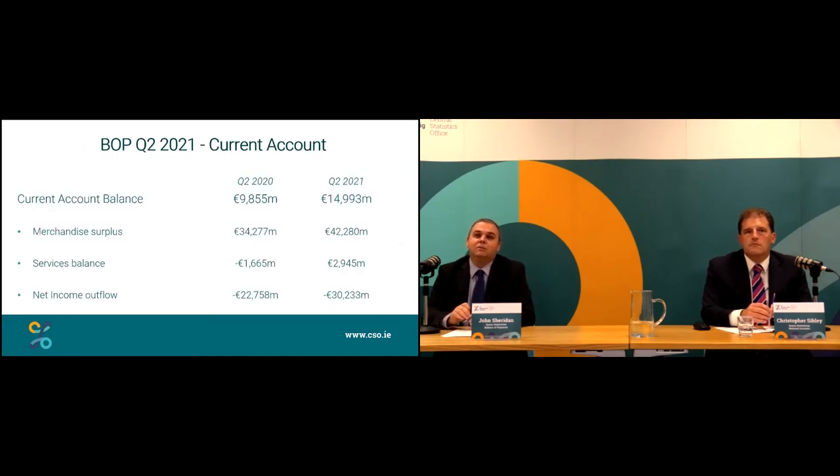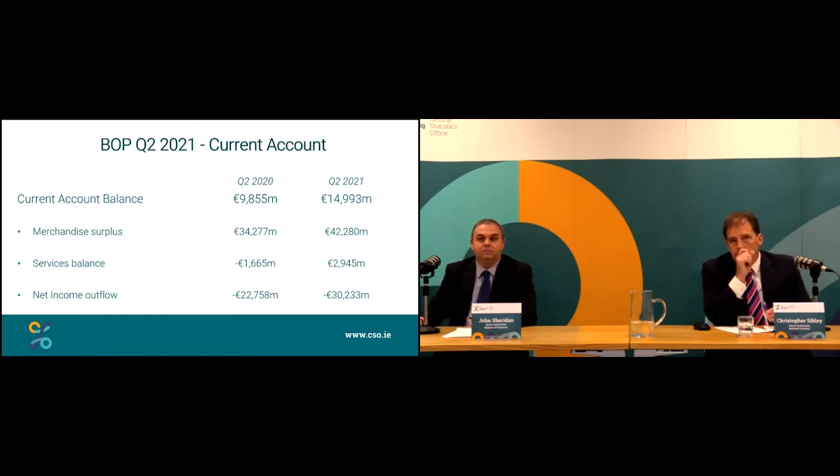So to split this out a bit more, we can see that our merchandise surplus is 42.3 billion, which is up 8 billion on the same quarter last year. Our services balance is 2.9 billion, which is up 4.6 billion on the same quarter last year. Some of this difference is due to differences in IP imports. We had about 4 billion of IP imports in quarter two 2020, while we've had less than a billion in this quarter, but not the drastic difference we've seen in previous quarters. And our net income outflow is 30.2 billion euros, which is up 7.5 billion on the same quarter last year. And these all combine to give us our current account balance of 15 billion euros, which is up 5.1 billion on the same quarter last year.